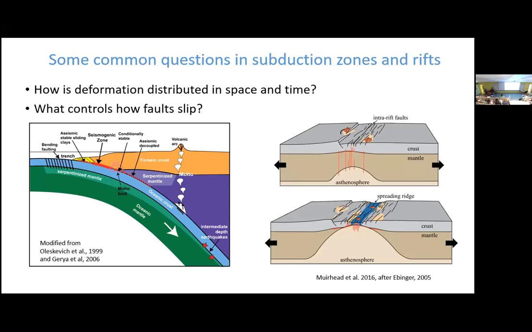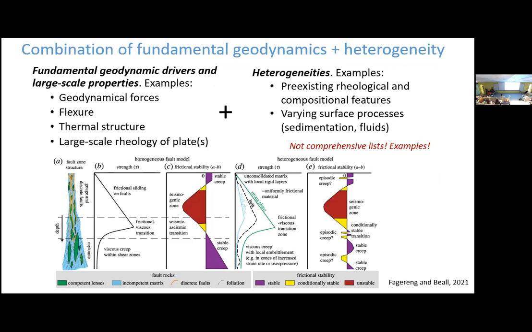And another one that's been alluded to a lot already this morning is what controls how faults slip. This is relevant to both subduction zones and rifts and many other fault systems, but we see all these different ways that fault zones can behave. And so what controls that? And so after reflecting on this a bit, the theme that I landed on, a common set of advances and questions, is heterogeneity.